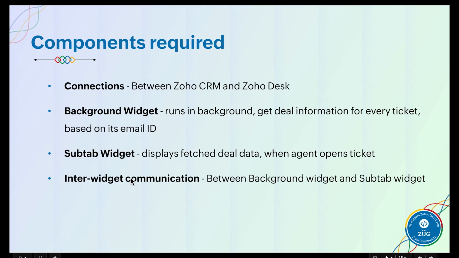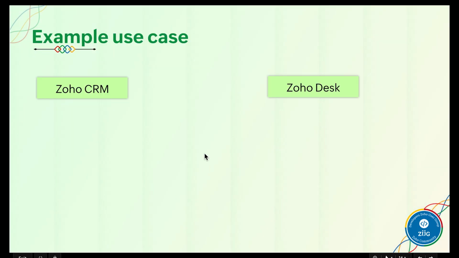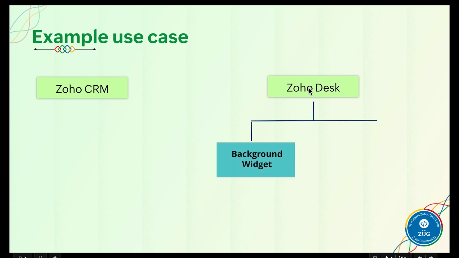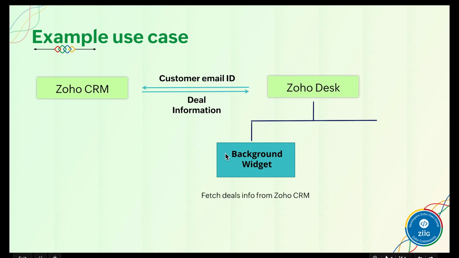So these are all the components required for our implementation. I have provided a pictorial representation for our use case as well. As I mentioned, we'll have an integration between Zoho CRM and Zoho Desk, wherein within Zoho Desk, we will have a background widget which will send the customer email ID to Zoho CRM, and if a deal is present in Zoho CRM, that deal information will be brought into Zoho Desk. So the background widget fetches the deals information from Zoho CRM.